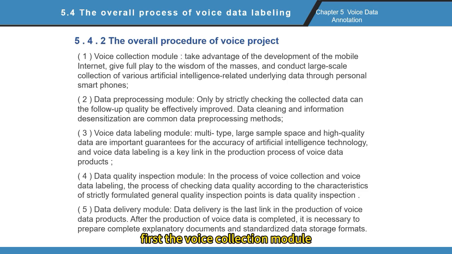First, the voice collection module utilizes the mobile internet to gather various AI-related underlying data on a large scale via personal smartphones. Second, the data preprocessing module improves data quality through methods like data cleaning and information desensitization. Third, the voice data labeling module is key as high-quality data is vital for AI accuracy. Fourth, the data quality inspection module checks data quality according to strict general quality inspection points during collection and labeling. Finally, the data delivery module requires preparing complete explanatory documents and standardized storage formats after data production.